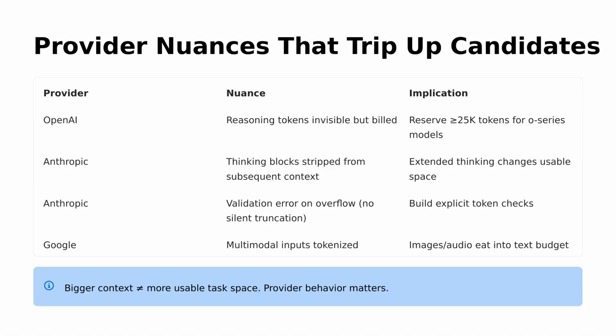Here's where candidates often get tripped up. Context limits aren't just about the headline number. With OpenAI, reasoning tokens may be invisible, but they're still billed. So you need to reserve room, especially for O-series models. Anthropic's thinking blocks don't carry forward, and overflow throws a validation error instead of truncating silently. Google also counts multimodal inputs, so images and audio reduce your text budget. Bottom line, provider behavior shapes usable context.